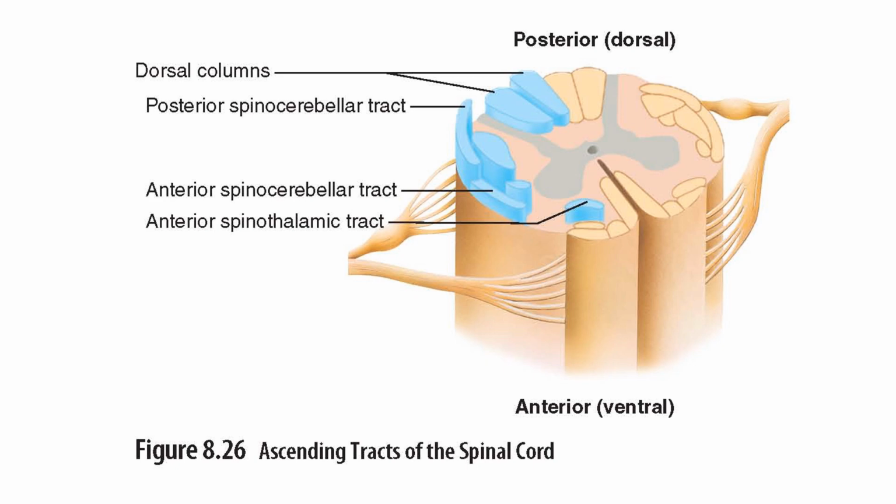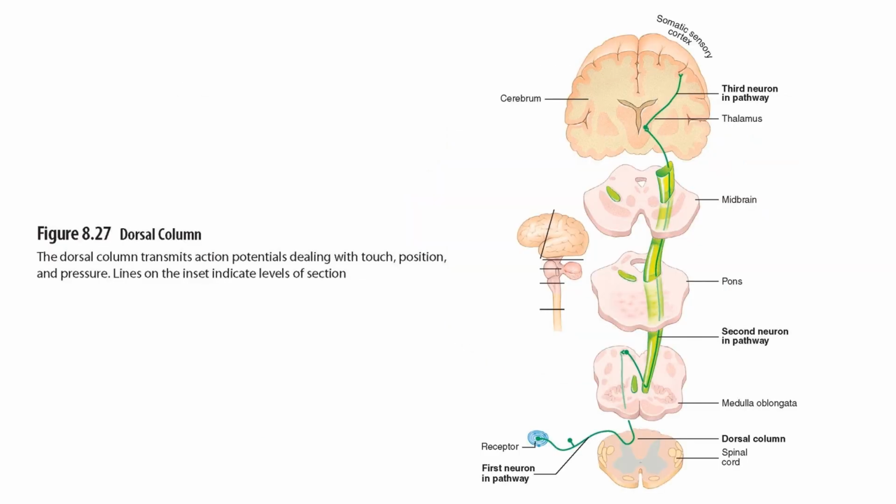So this is an example of the ascending tracts of the spinal cord. So in the anterior or ventral view, you have here what you call your dorsal columns, the posterior spinocerebellar tracts, anterior spinocerebellar tracts, anterior spinothalamic tracts. Okay. So for the dorsal columns, here you have your somatic cortex. How are they transmitting action potential? So with the dorsal column, this is dealing with the touch, position, and pressure. So the lines on the inset indicate the level of their section.